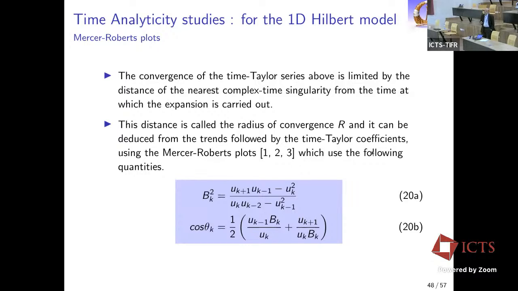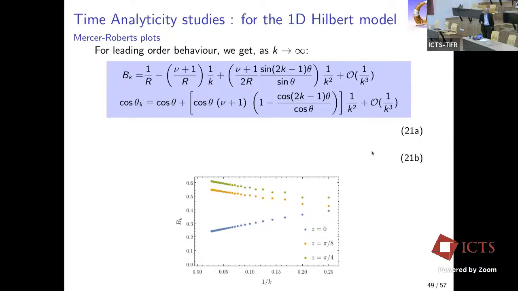And it turns out that you have to find the radius of convergence of these series. And it is advantageous to make what are called Mercer-Roberts plots. This is not something you dream up overnight, but it's well known by now. You define these BKs and cosine theta Ks, which are these combinations of the UKs, which were the time-Taylor coefficients. All right. And if you write it out and you look in the limit k going to infinity, then the dominant term is 1 over r, where r is the radius of convergence of the series. So by making plots of bk versus 1 over k and extrapolating to k equal to infinity, you can find out the radius of convergence of the series.